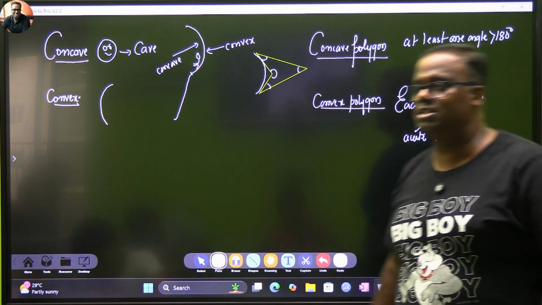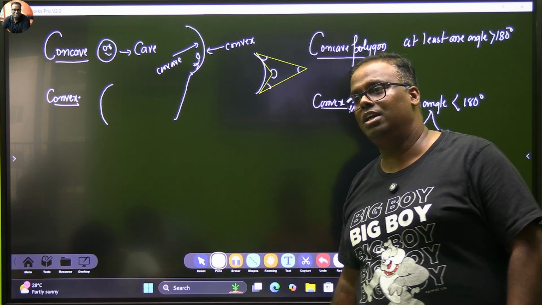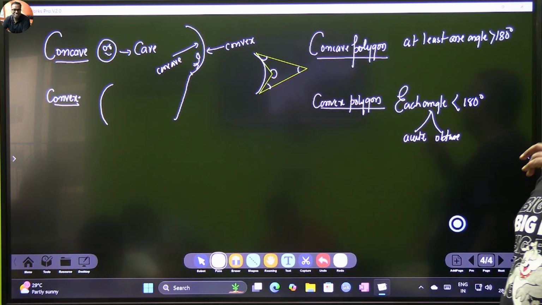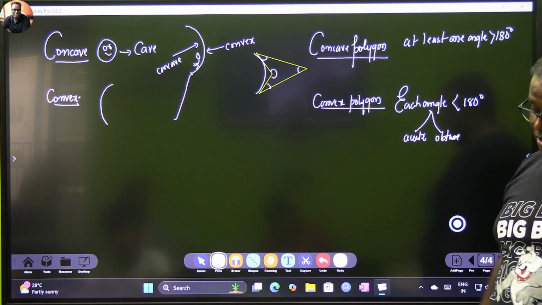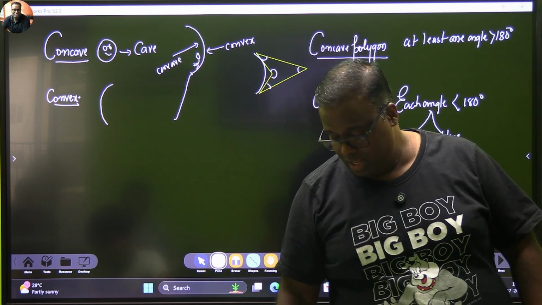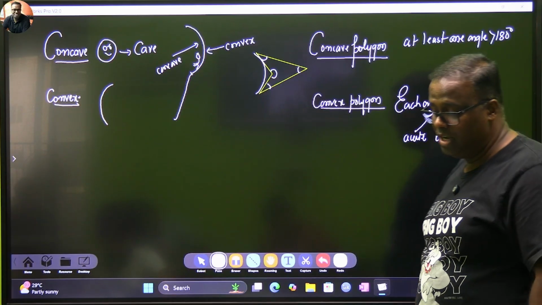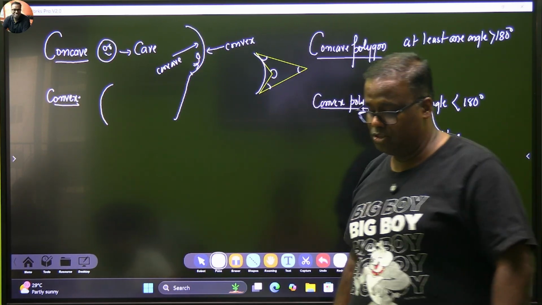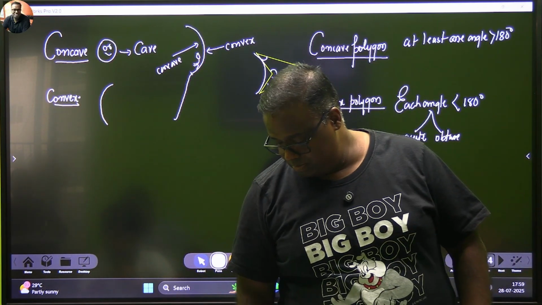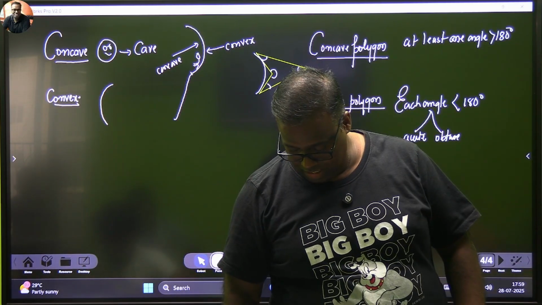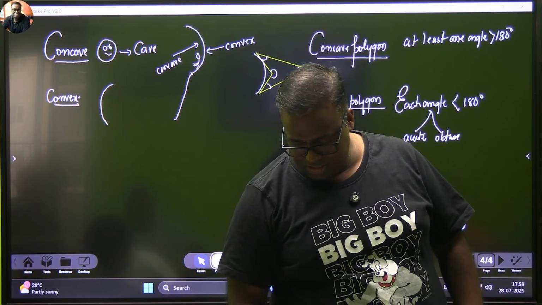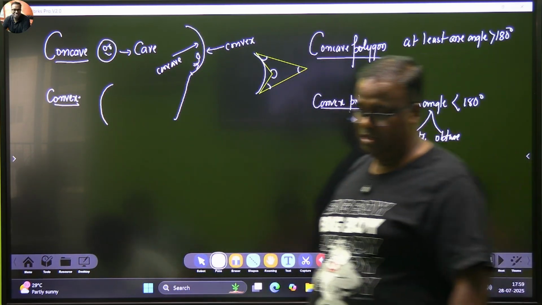Therefore, this is known as a concave. So remember, in concave, at least one angle should be greater than 180 degree, and in convex, each angle is less than 180 degree. We have nothing more to understand. We can now start attempting some questions. And let's take the questions from here itself, from R.S. Agarwal itself, right?